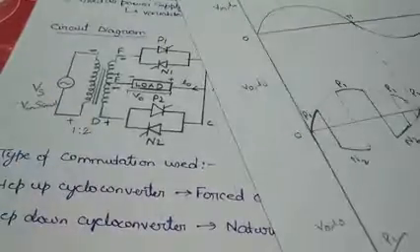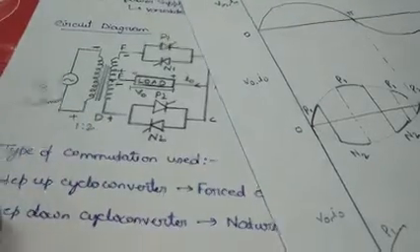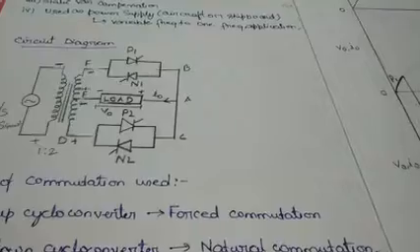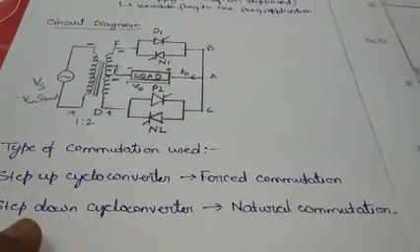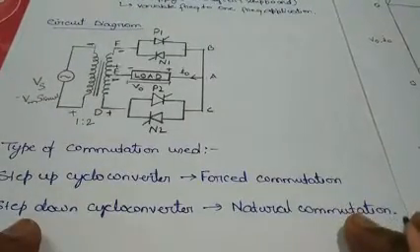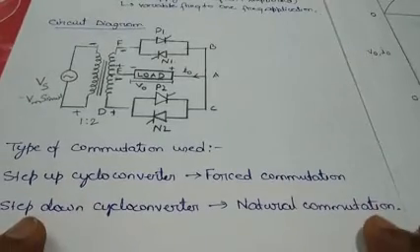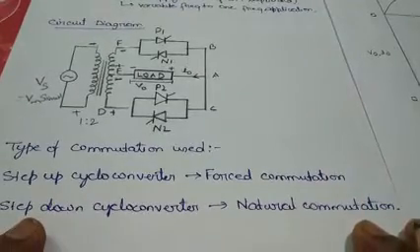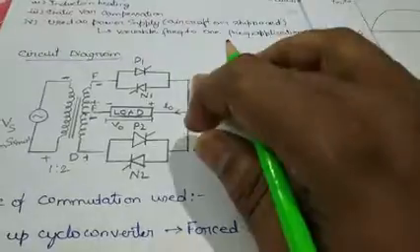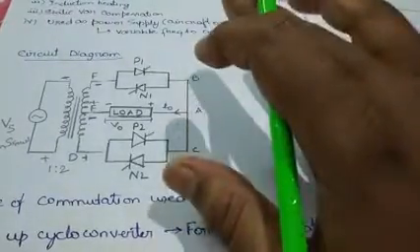So in the next class video we will discuss the step down cycloconverter, where we will be using natural commutation to bring down the input frequency. The same circuit diagram will be used there also.